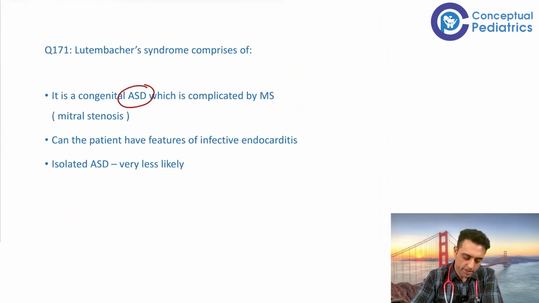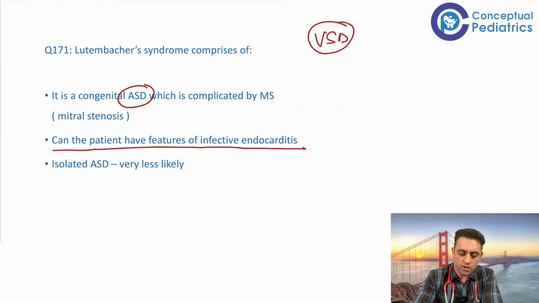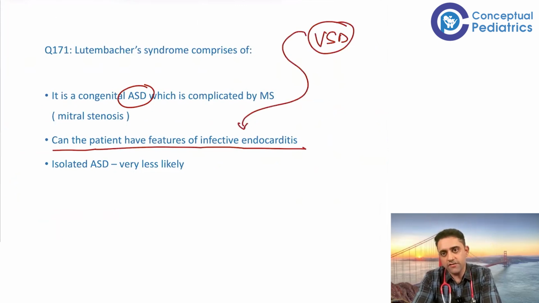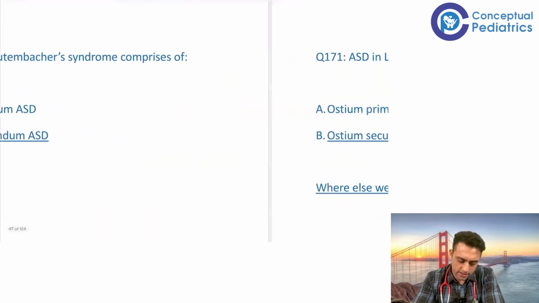So more and more, the patient can have the features of infective endocarditis. VSD, actually, is the most common congenital heart disease affected by infective endocarditis. And in the VSD topic, I've already explained why a VSD patient can have infective endocarditis. But in a patient with ASD with mitral stenosis, there will be more and more pressure on the pulmonary area and also on the heart, causing infective endocarditis. So two things: the most common congenital heart disease affected by infective endocarditis is VSD, and ASD with MS can also have infective endocarditis. That's it. So this part is done.